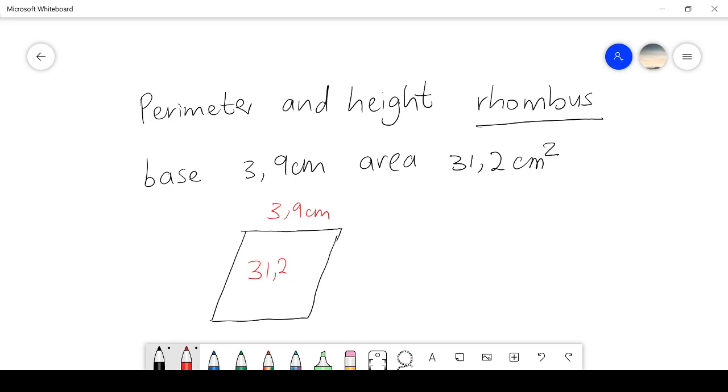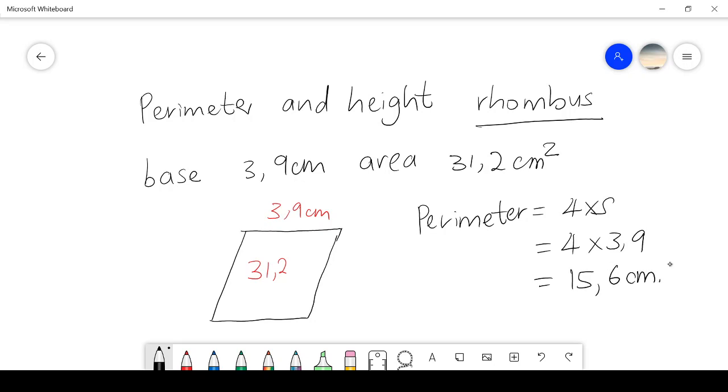The perimeter of a rhombus is the same as the perimeter of a square. So perimeter is equal to 4 times the side, which is 4 times 3,9, which is 15,6 centimeters.